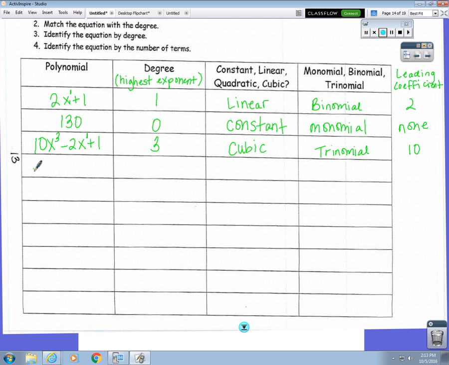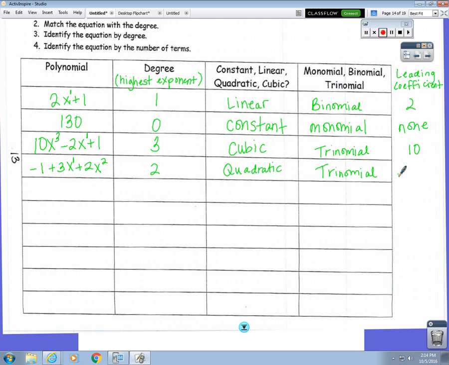Okay, next one. Negative 1 plus 3x plus 2x squared. What's the degree? 2. This is x to the first, that's x to the second. So our highest exponent is a 2. What do we call a degree 2 polynomial? Quadratic. And then how many terms does it have? 3, so it's also a trinomial. And then what is its leading coefficient?